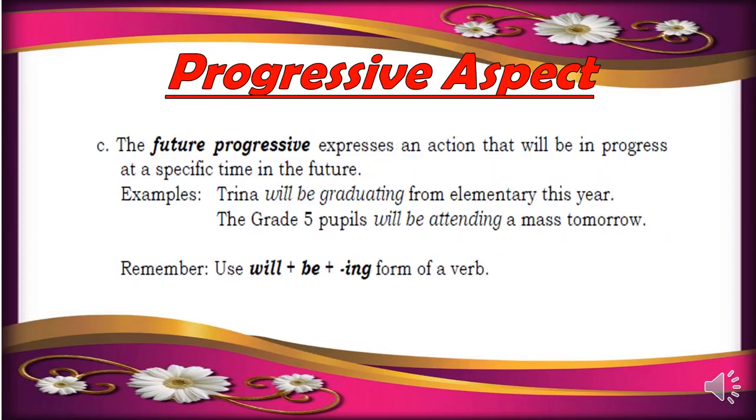Next, we have the future progressive. Future progressive expresses an action that will be in progress at a specific time in the future. So for example, Tina will be graduating from elementary this year. Another one, the grade 5 pupils will be attending a mass tomorrow. So remember, in the future progressive aspect, use will plus be plus ing form of the verb.